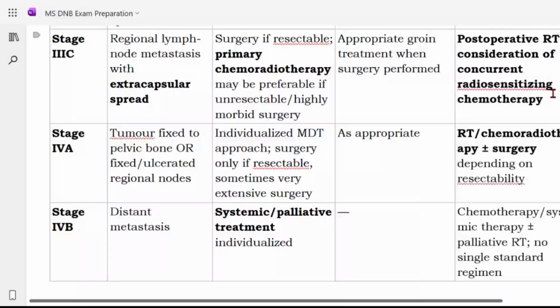And postoperatively we will go for radiotherapy or concurrent radiosensitizing chemotherapy. Okay. Now you have stage 4A and 4B. 4A where there are fixed ulcerated nodes, or involvement of the upper 2/3 of the perineal structure. So you will have to involve the MDT approach. Surgery only if it is resectable, because surgery may not be possible, and lymph node management as appropriate, but here the mainstay will be radiotherapy. Stage 4B, here there are distant mets, so systemic and palliative treatment is individualized, and chemotherapy and systemic therapy is required.